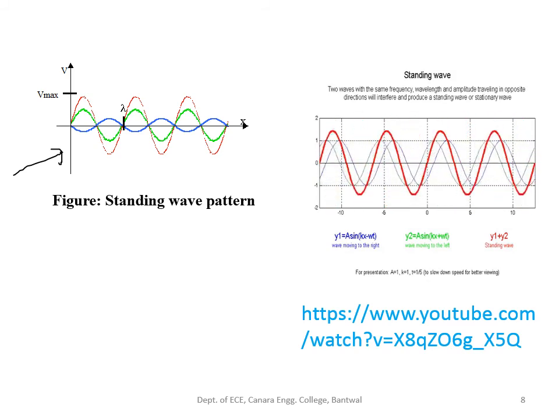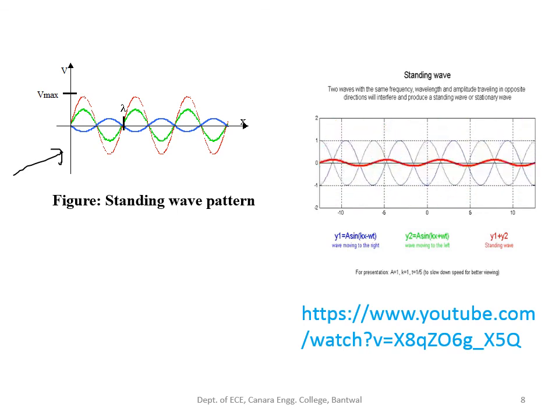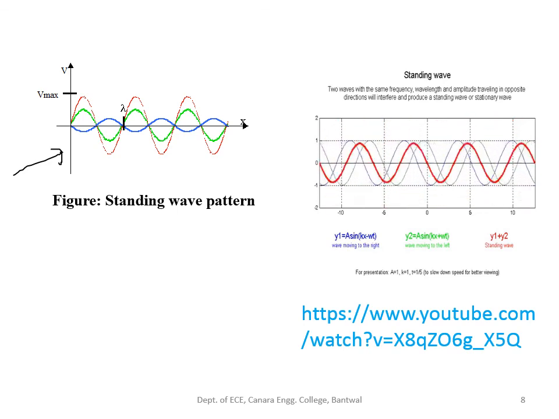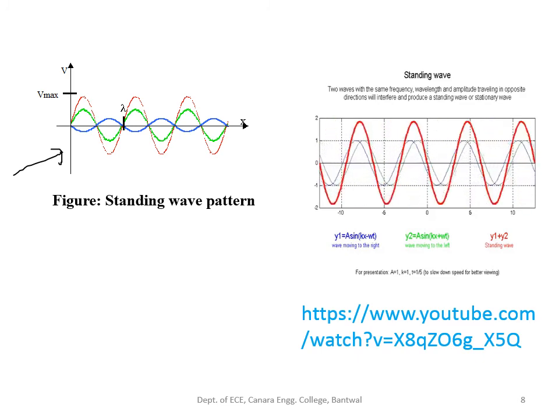Signal energy is transmitted through a transmission line from the source or generator to the load or receiver in the form of voltage and current waves. At the load end, part of the signal is reflected back depending on the type of load impedance and the characteristic impedance of the line. In this graph, we can see that Y1 is moving to the right, Y2 is moving to the left, and Y1 plus Y2 is the resultant wave, or standing wave.